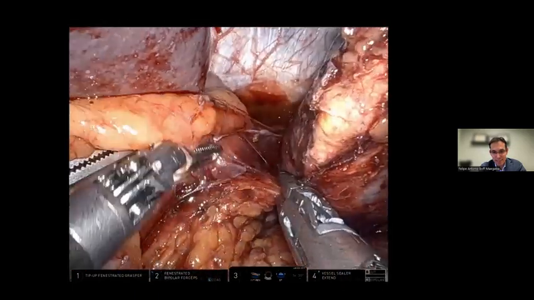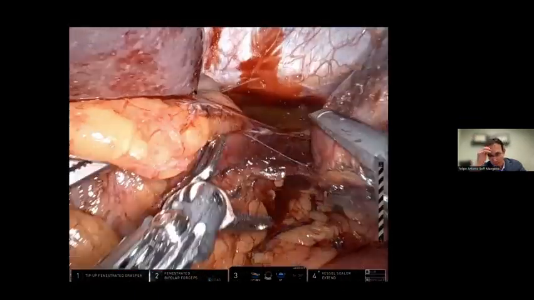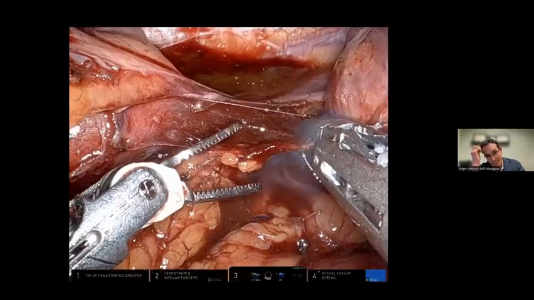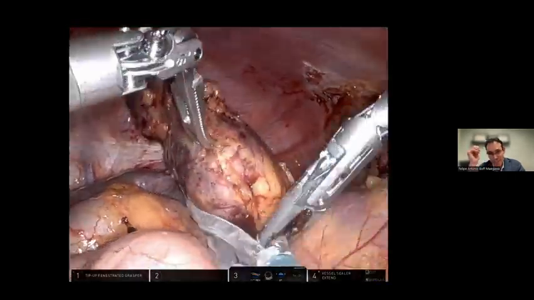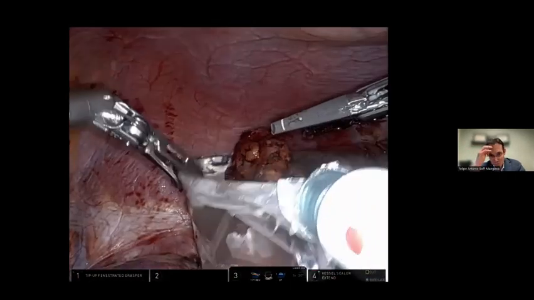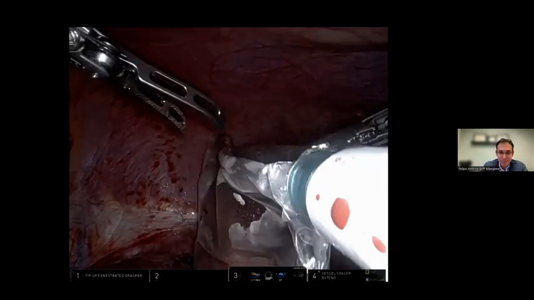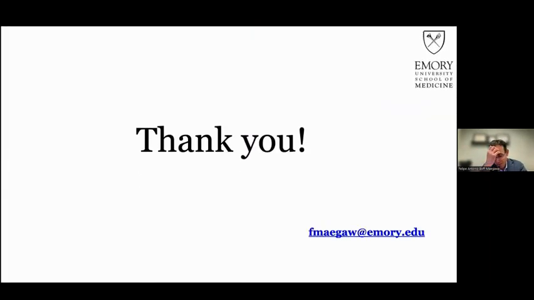Here, just be careful with the stomach, because when we do a lateral retraction, sometimes the gastric fundus comes with the gland. And then we do extraction with the catch bag. So this is our experience. Hopefully it was helpful. And thank you very much for listening.